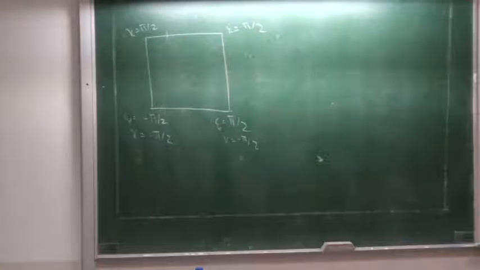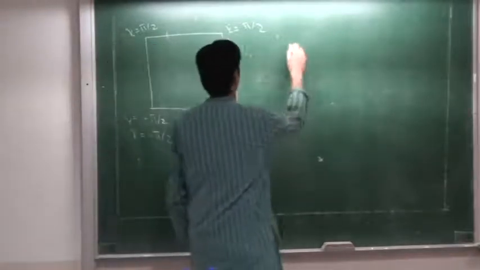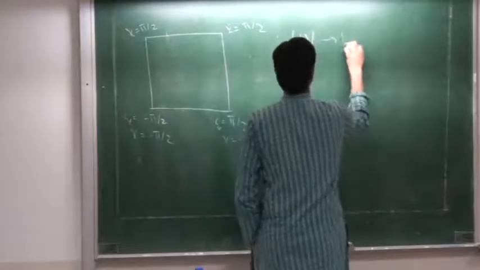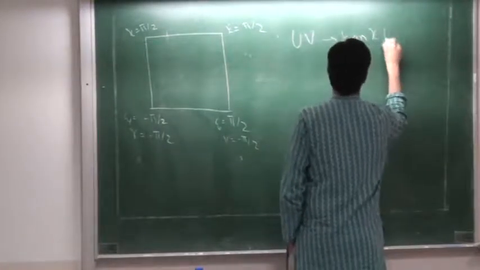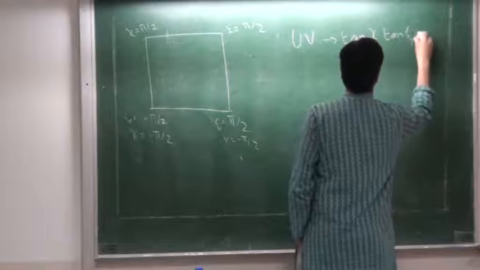But the full UV plane is actually not part of our physics, because there is a singularity at UV equals 1, and beyond that there's no region that goes beyond UV equals 1. UV equals 1 is a statement that tan of chi into tan of zeta is equal to 1.